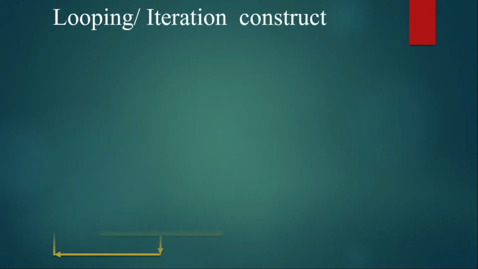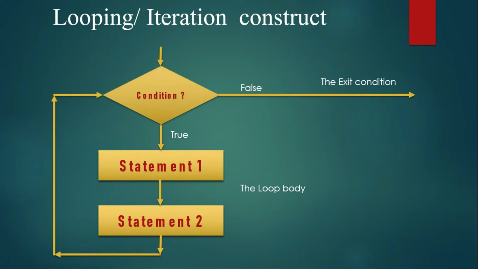In the iteration construct, there is a repetition of a set of statements depending on a condition test. Till the time a condition is true, a set of statements is repeated again and again. As soon as the condition becomes false, the repetition stops. The iteration construct is also called the looping construct. Let us learn more about the selection construct or decision-making construct in this module.